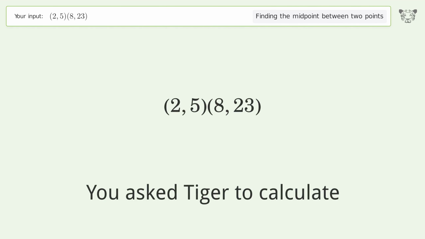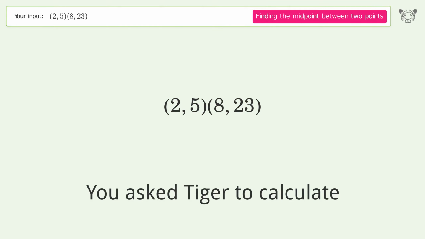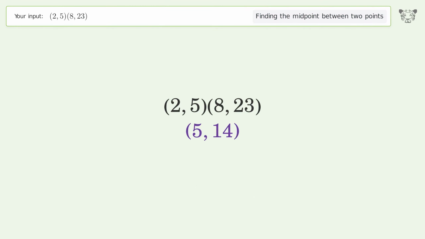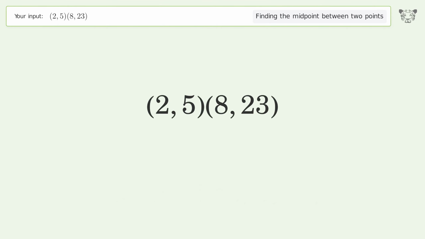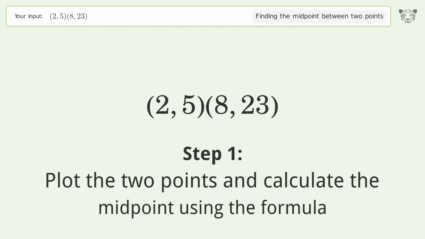You ask Tiger to calculate. This deals with finding the midpoint between 2 points. The midpoint between the 2 points is 5, 14. Let's solve it step by step. Plot the 2 points and calculate the midpoint using the formula.